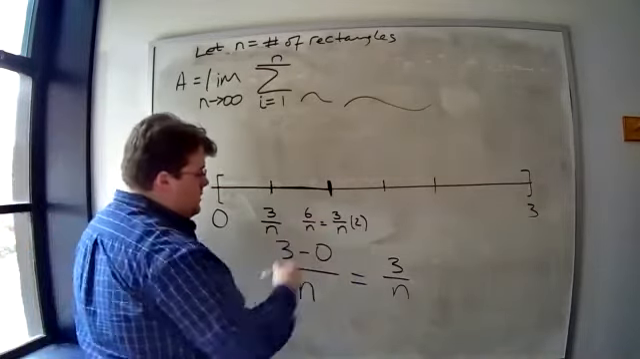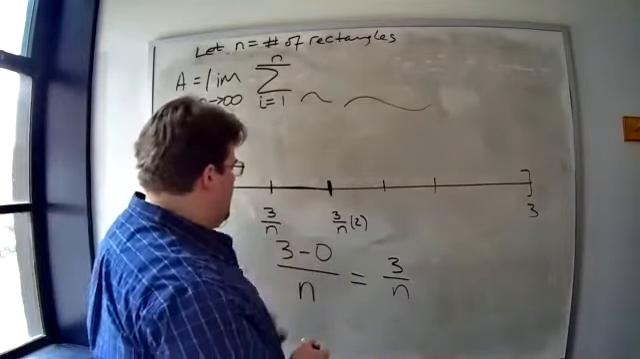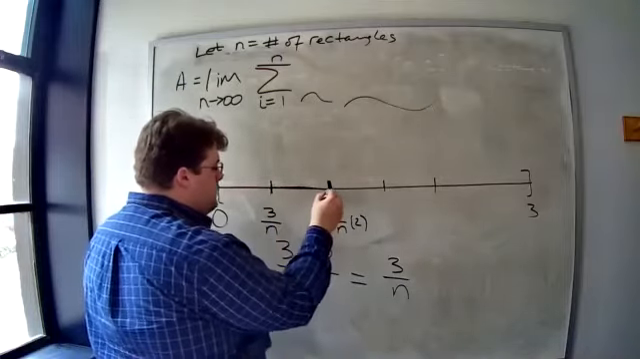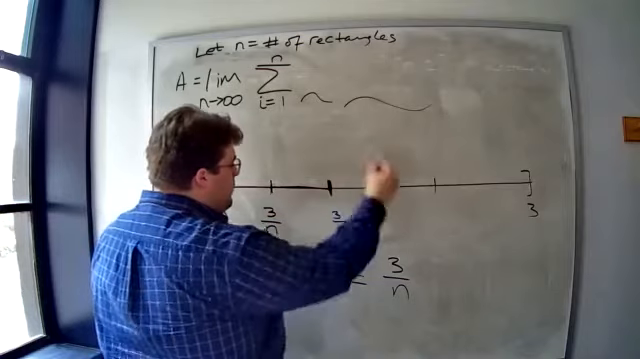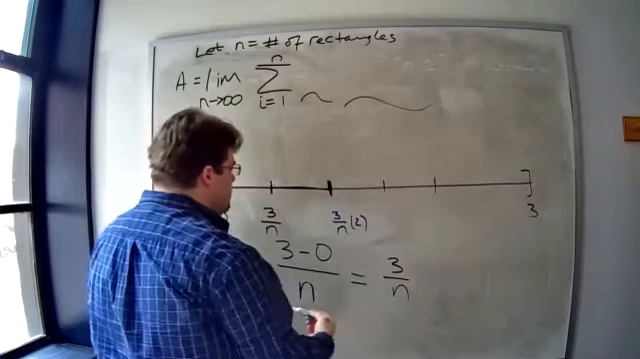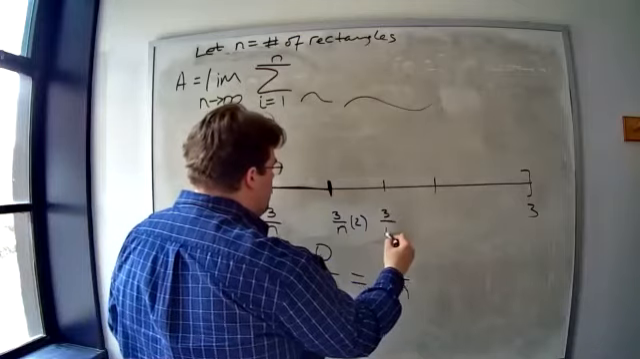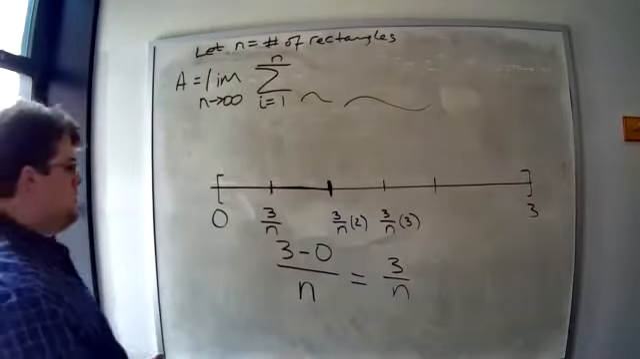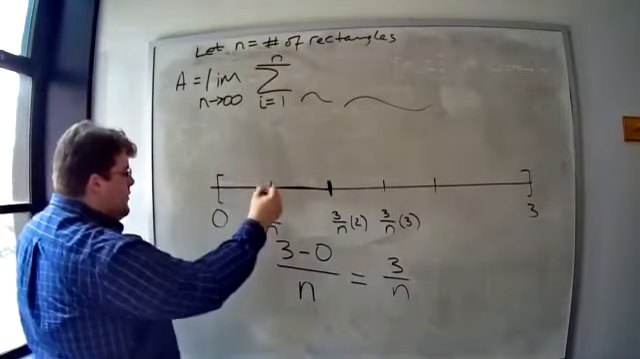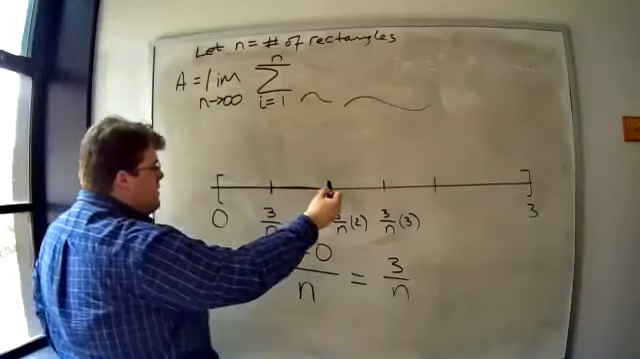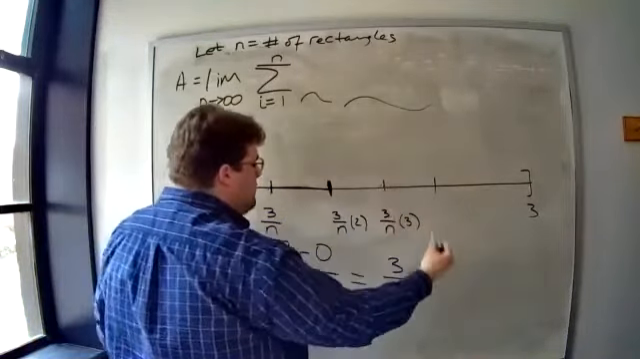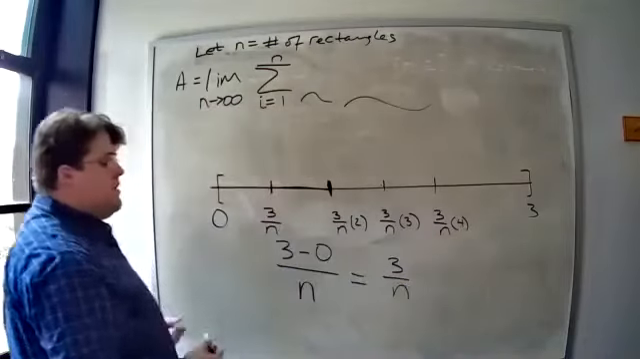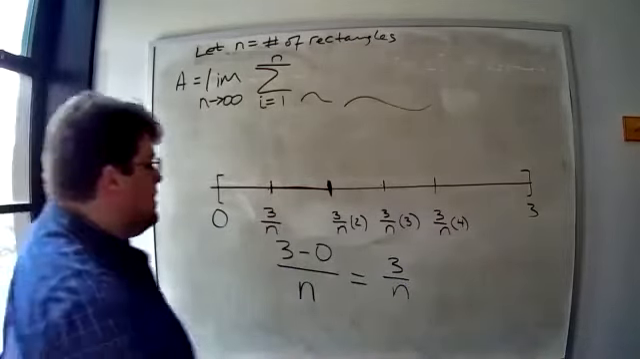But what if we ignored the 6 over n part? What if we pretended that didn't even exist right there? Well, we have 2 copies of 3 over n here, and we go over another. What does that give us? That gives us a third 3 over n. So we went from here to here, 3 over n, a second 3 over n, a third 3 over n. The next one would be a fourth 3 over n. And you keep going until you reach the end.